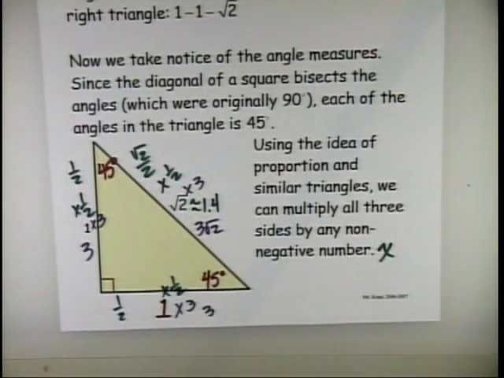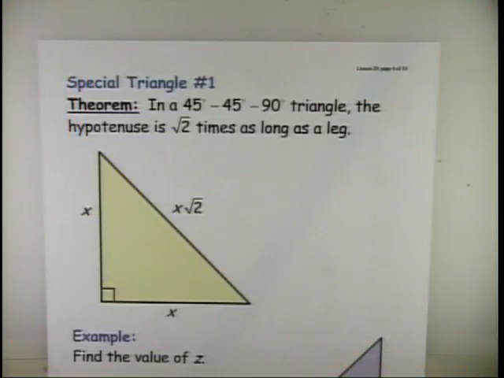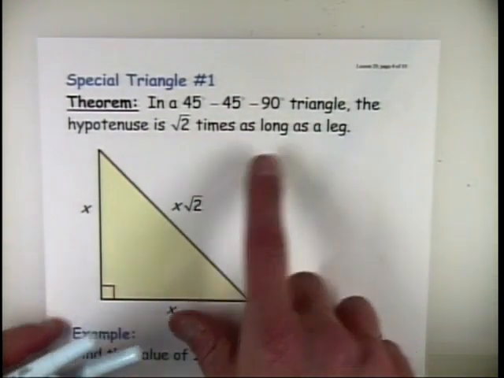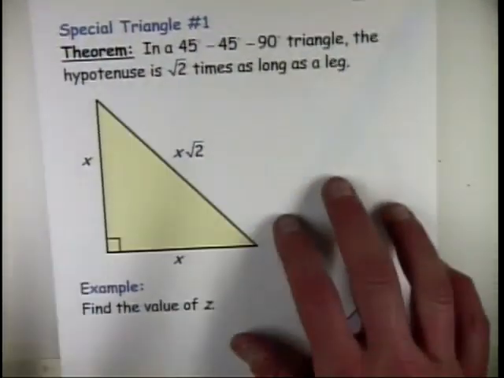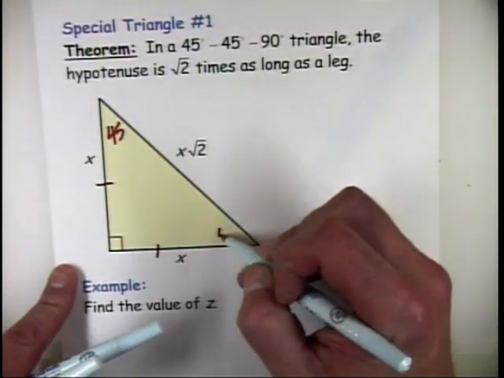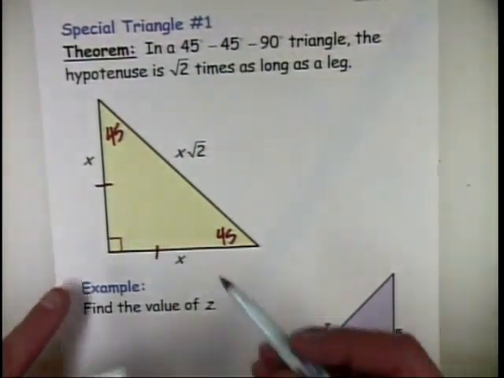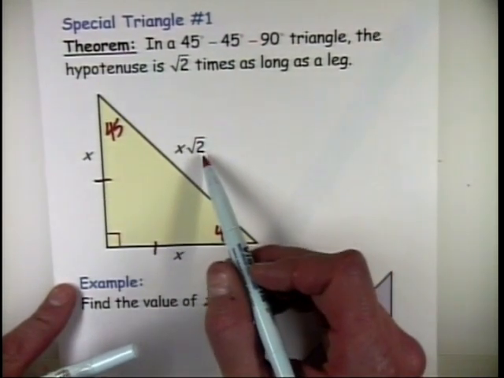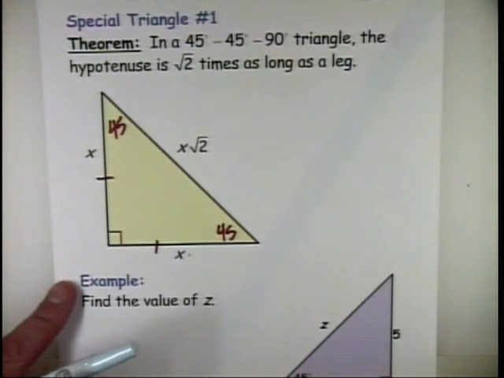So this brings us to our first theorem about our first special triangle. Special triangle number 1. Here's the theorem. It says in a 45, 45, 90 triangle, which refers to the interior angle measures, the hypotenuse is always square root of 2 times as long as either of the two congruent legs. This is actually an isosceles right triangle. 45, 45, 90. So notice that the largest side is the hypotenuse, and it's always the square root of 2, or 1.4 approximately, times larger than the other sides.